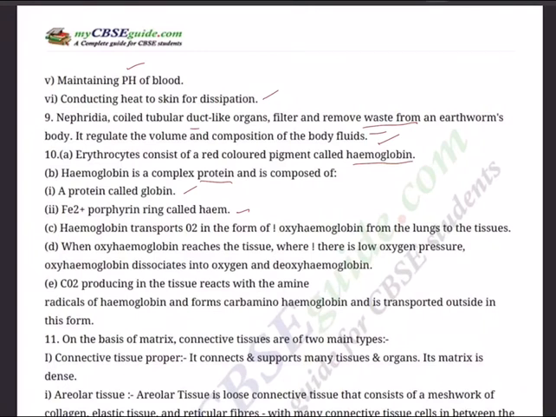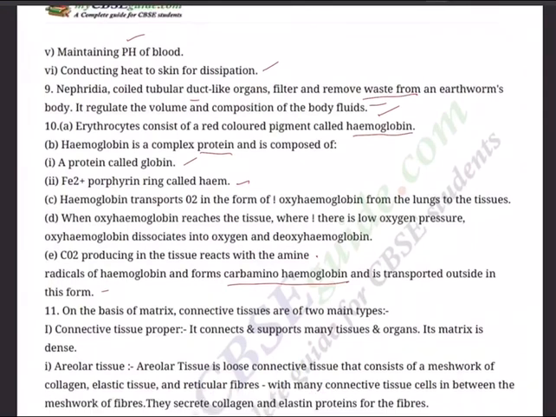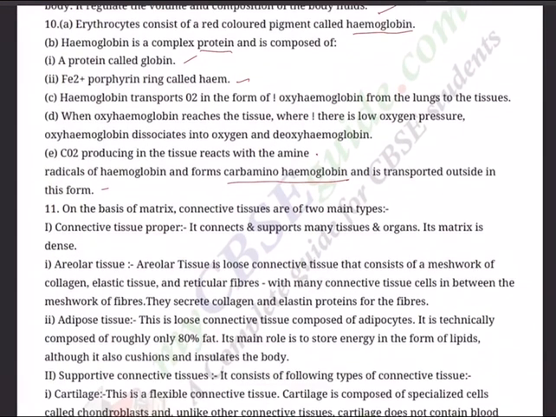When oxyhemoglobin reaches the tissues where there is low oxygen pressure, oxyhemoglobin dissociates into oxygen and deoxyhemoglobin. First it is hemoglobin, then carbon dioxide will be combining. CO2 produced in the tissues reacts with the amine radicals of the hemoglobin and forms carbaminohemoglobin and is transported outside the body.